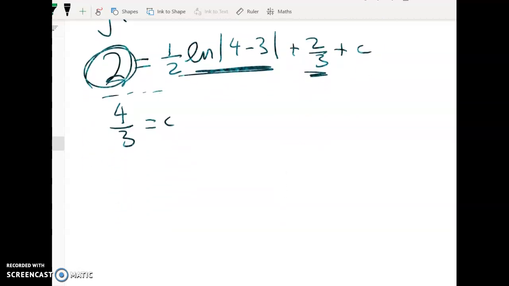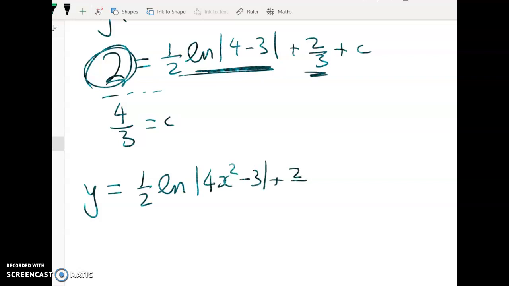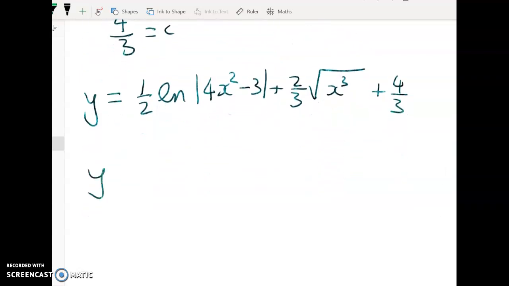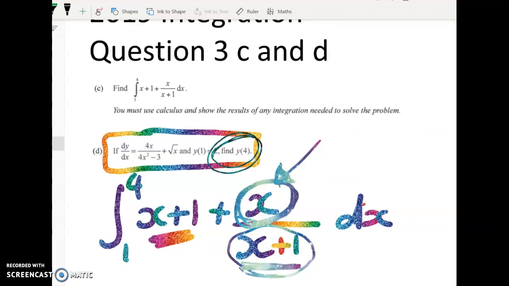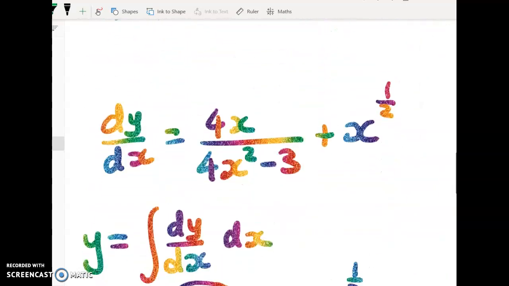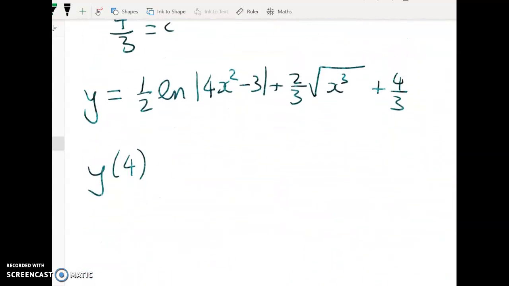That gives me, for the function, y is equal to 1/2 of this natural log plus 2/3. I'll write that back as a third, x to the power of 3 over 2 plus 4/3. And then we've got y evaluated at x equals 4 is what the question, just skimming back up here, we're asked to find: y evaluated when x is 4.